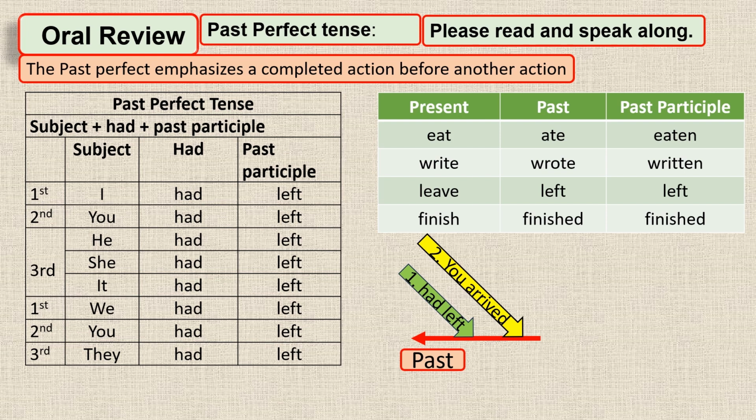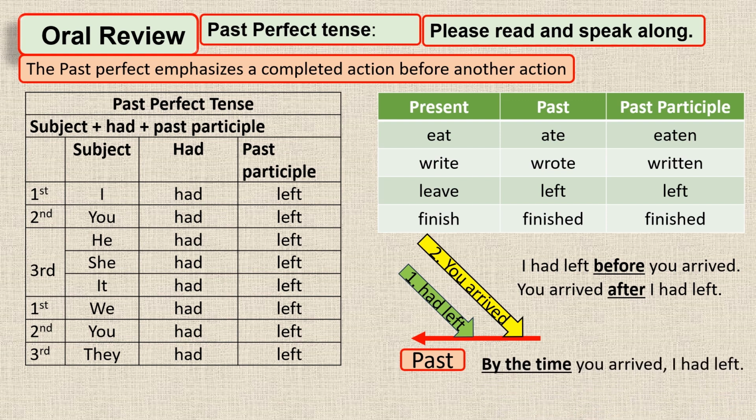It's the past in the past. The action that is furthest back is I had left. It's why I call it number one. The number two action is more recent, but still in the past. You arrived. So let's see what question or sentence we can make from this one. I had left before you arrived. You arrived after I had left. By the time you arrived, I had left.